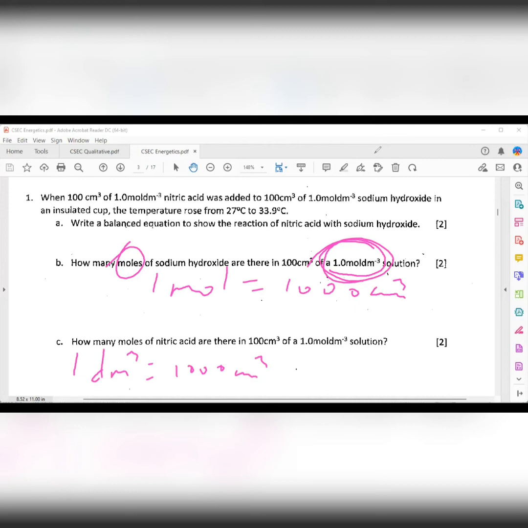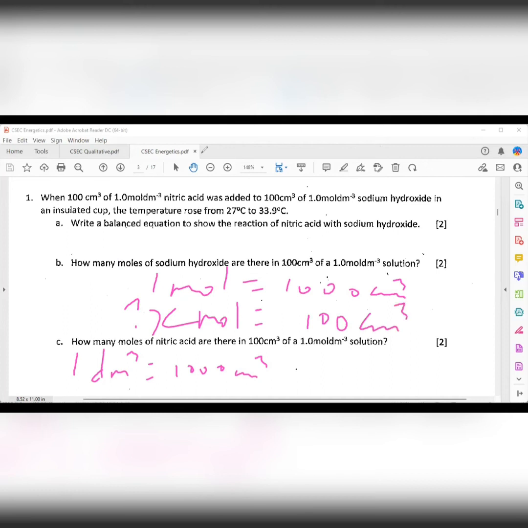And it says 1 mole per dm³. So it means that for every dm³, you have 1 mole. In other words, in every 1,000 cm³, you have 1 mole. And that's why I can write this statement, 1 mole is equal to 1,000 cm³. The question now is asking us how many moles are there in 100 cm³. So the question is, if I have 1 mole in 1,000 cm³, how many moles? Since I don't know, I'm going to call it X. X moles is equal to 100 cm³.